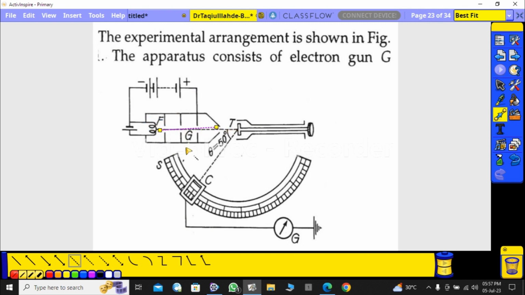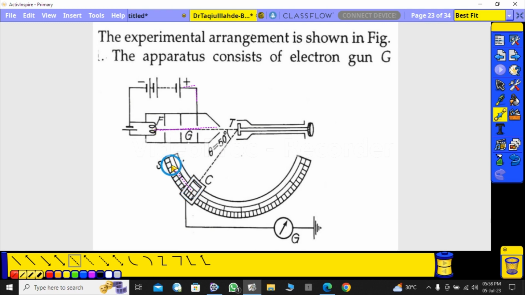And once again, what will happen? You have to accelerate these electrons. You have to give some positive potential to this side, so the electrons will get accelerated. Now it will hit the target, and the electrons will be deflected.